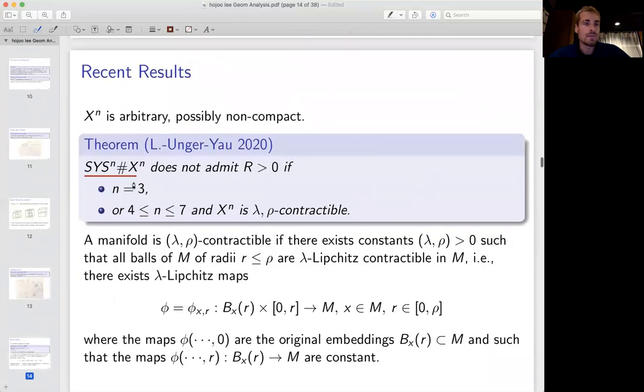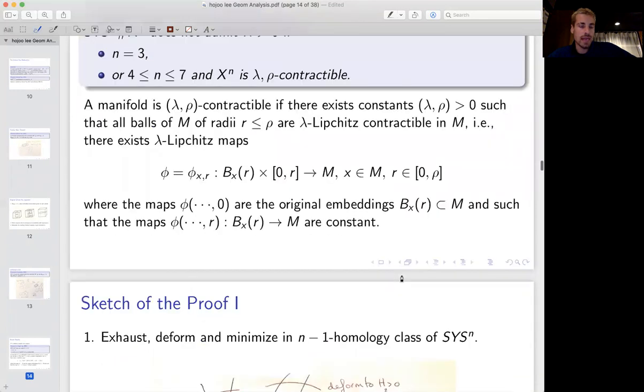Well, then we prove that indeed, if n is equal to 3, or if n is between 4 and 7, and X is lambda rho contractible, then you don't have PSC on such manifolds. And this is just an explanation of the definition of lambda rho contractibility, in a little more detail. So again, as I said before, rho balls are lambda Lipschitz contractible.